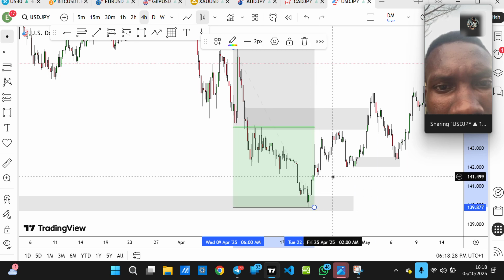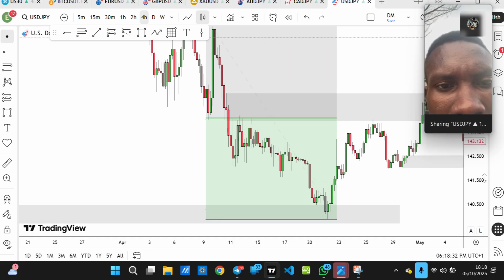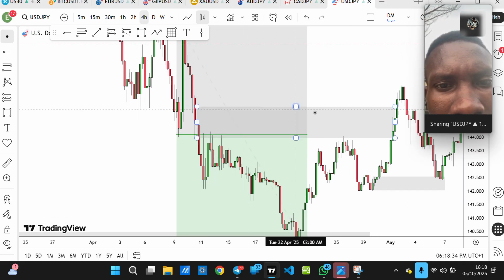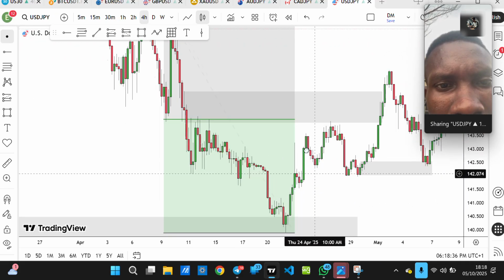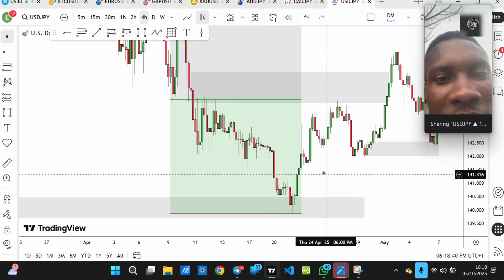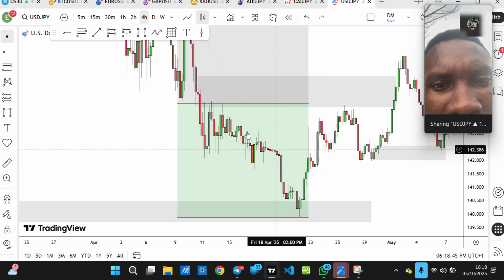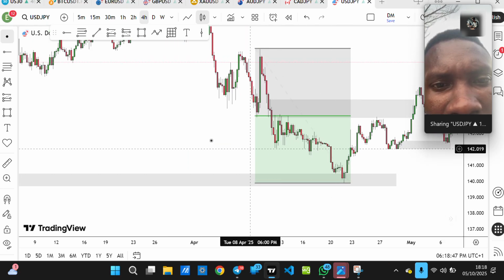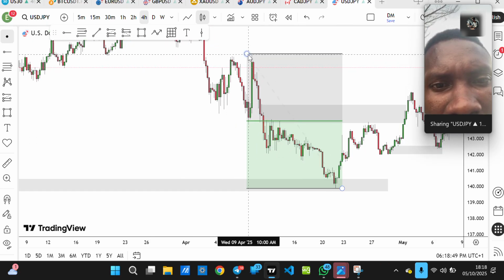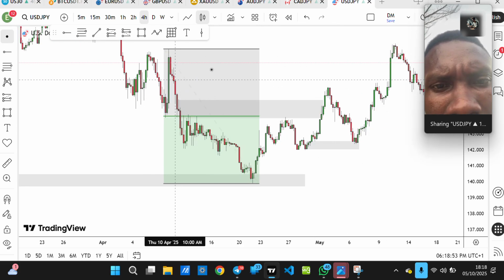So this is the discount and this is the premium. Price will come here to sell. Price will be here to come and buy. You see that? So wherever we see structure like this, this is discount, this is premium. Price will come here to sell. Price will come here to buy.